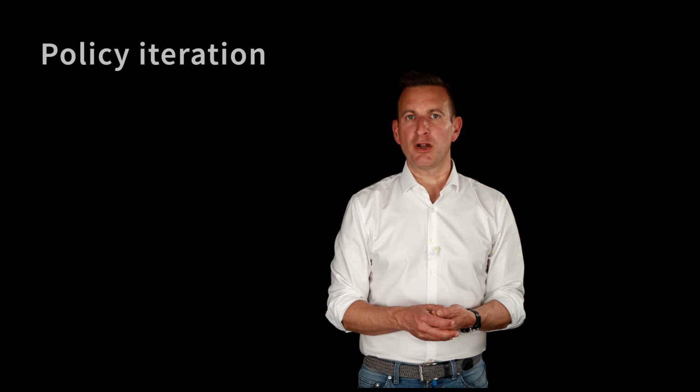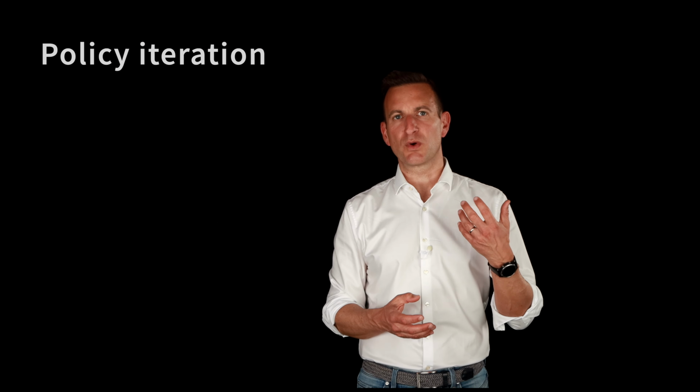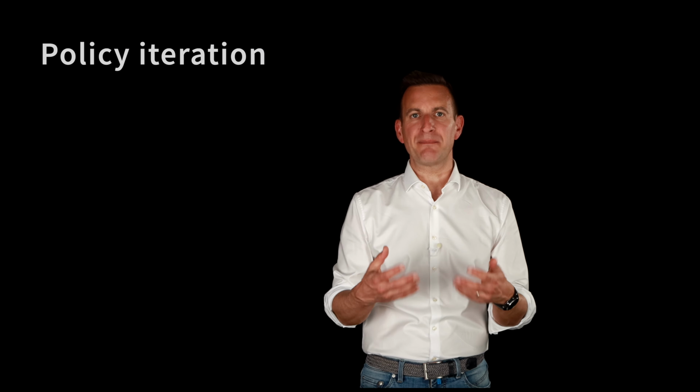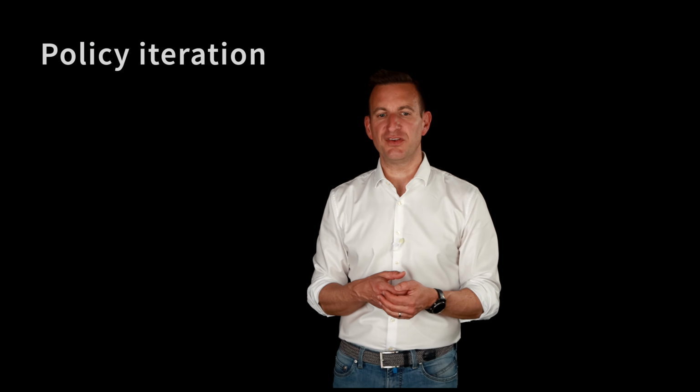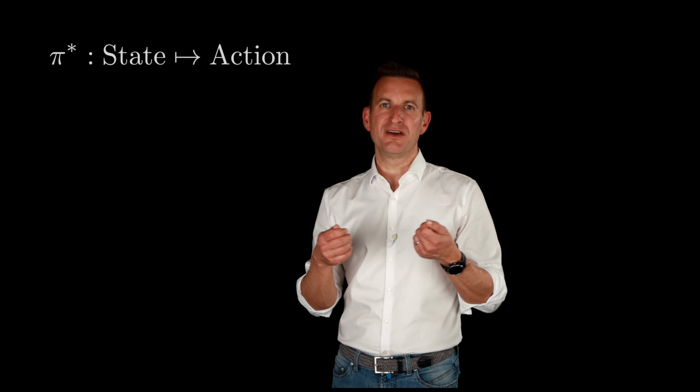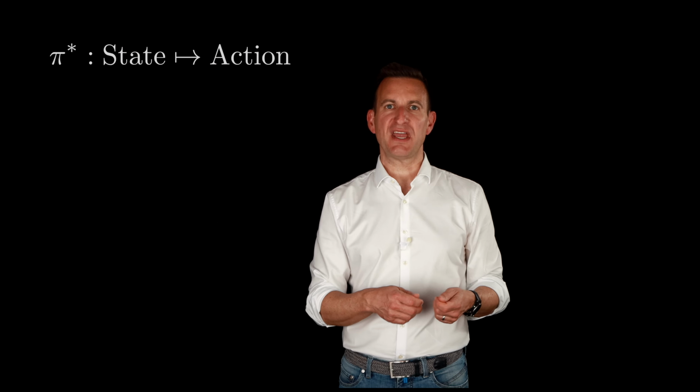Another approach is policy iteration. Here you try to avoid working with the utility function and you're directly operating on a policy and iteratively updating your policy until that policy converges. And with this policy, you basically have a handbook or a recipe which tells you what to do in which state in order to behave as well as possible.